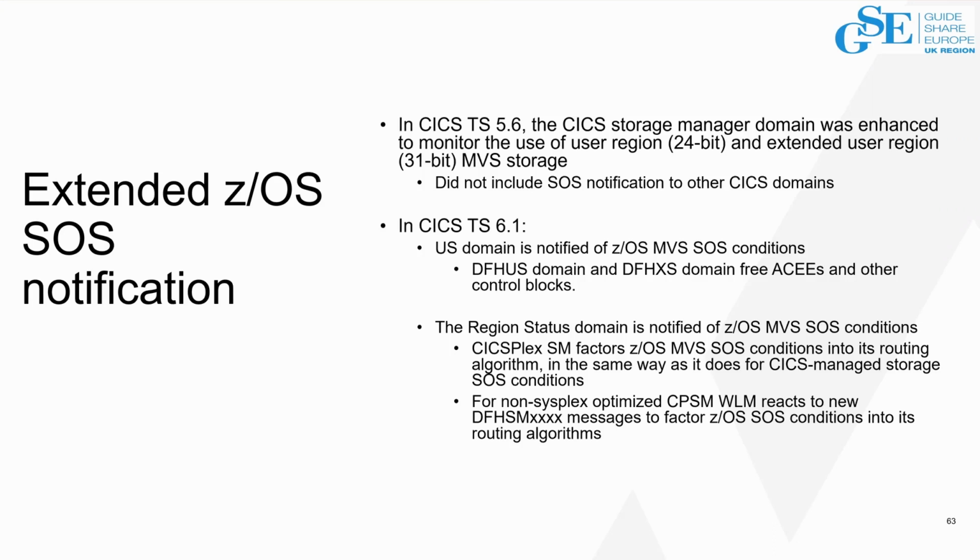So we've exploited that in 6.1 so that the security domain will free up ACEs, which come out of z/OS managed storage, and the region status domain, which is used for Sysplex optimized WLM. It uses that so that it can factor in a short on storage into the CPSM routing algorithm in the same way that it would do for CICS managed storage. It will do it for z/OS managed storage. So if we're short on storage, it will route away and go and find someone else to run the work.